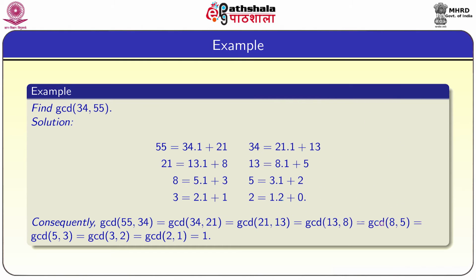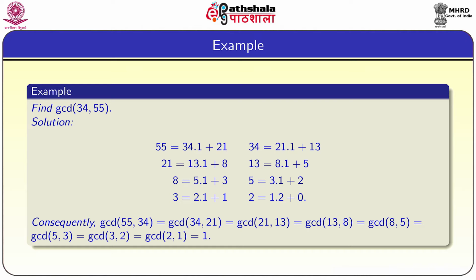So, in this problem, consequently GCD of 55 comma 34 is equal to GCD of 34 comma 21, which is equal to GCD of 21 comma 13 and so on, that is the last tuple, GCD of 2 comma 1, that is equal to 1. So, the GCD of 55 comma 34 is equal to 1.